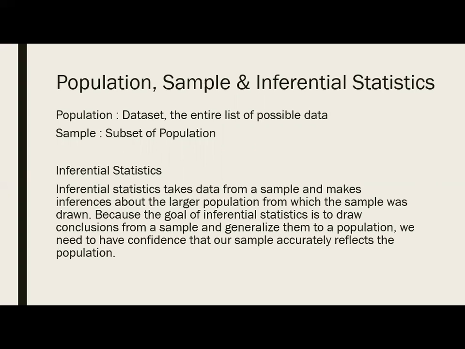First one, population, sample, inferential statistics. Population is the data set, the entire list of possible data. For instance, you can take art students across the country. And for a sample, you can take the art students of any particular college. So a sample is a subset of population. In real time, in order to do statistics activities, it's not possible to get the entire data set, or population data set, for our analysis. So at that time, we will take the sample, which is a subset of the population, so that the analysis output out of the sample will represent the population.